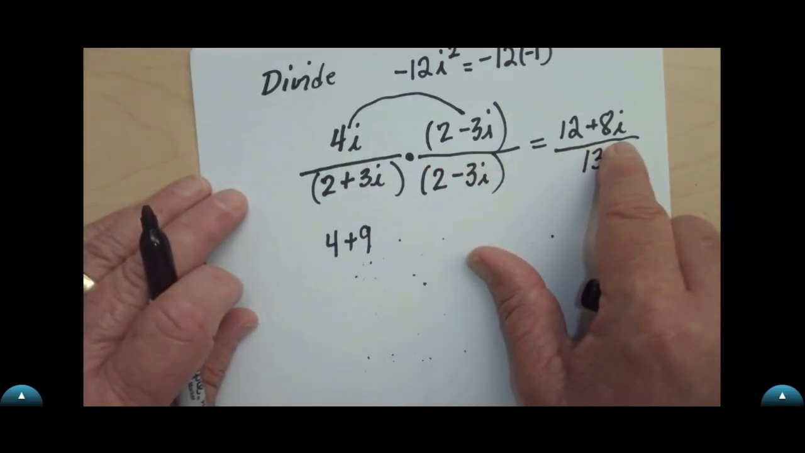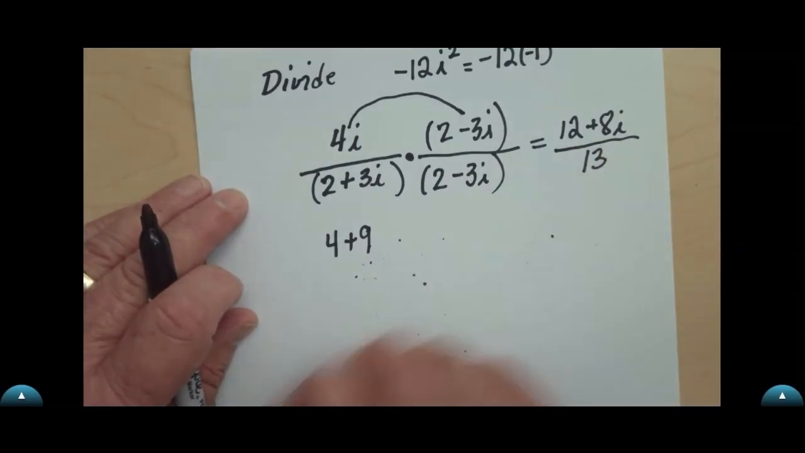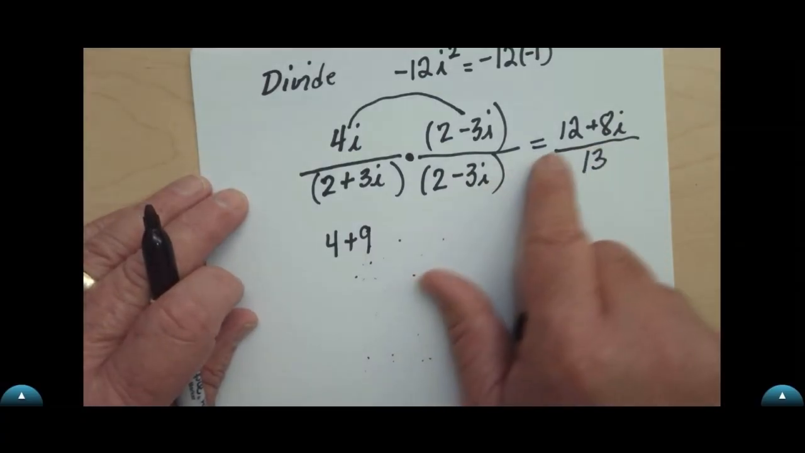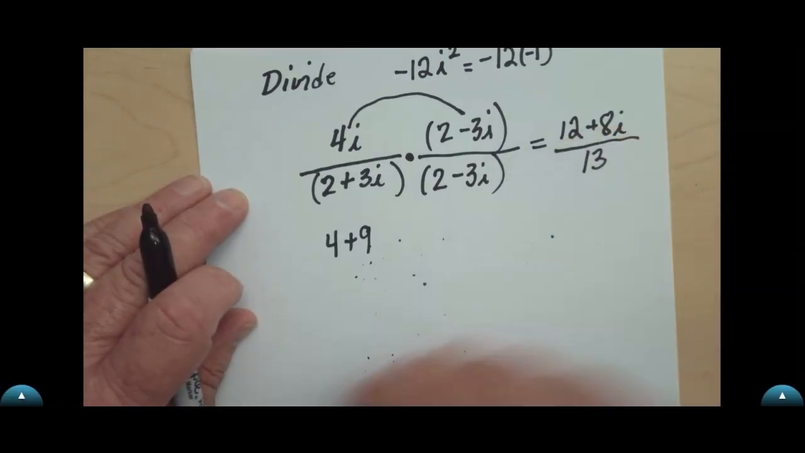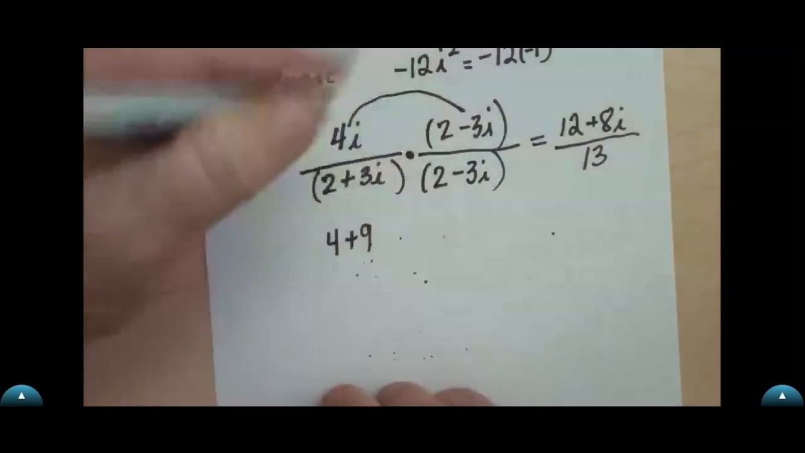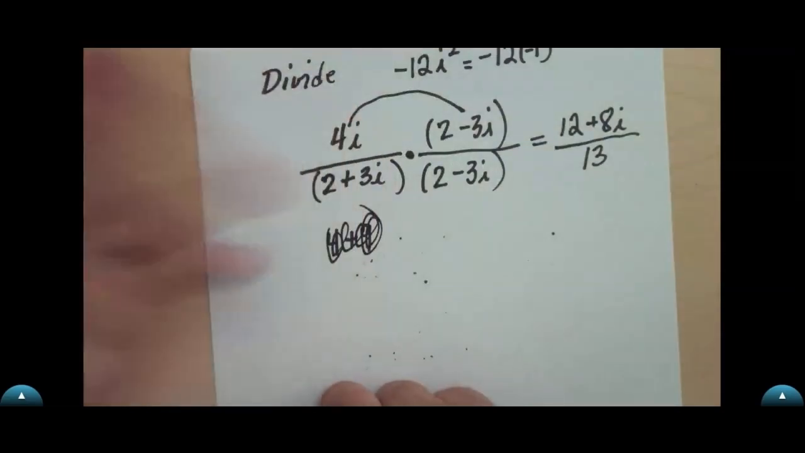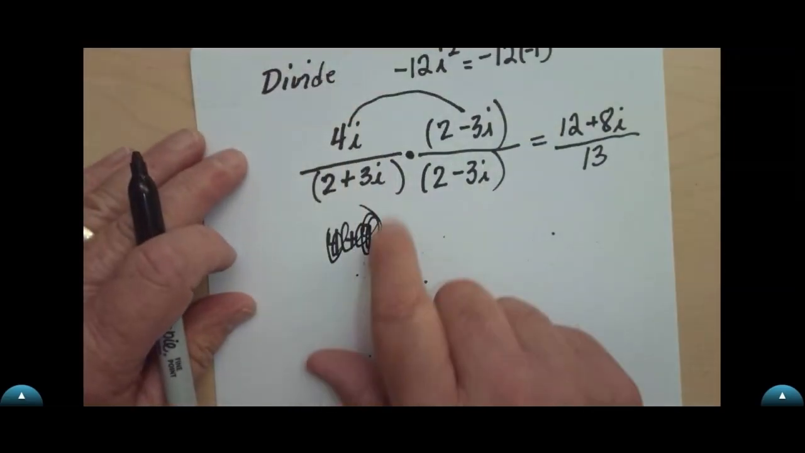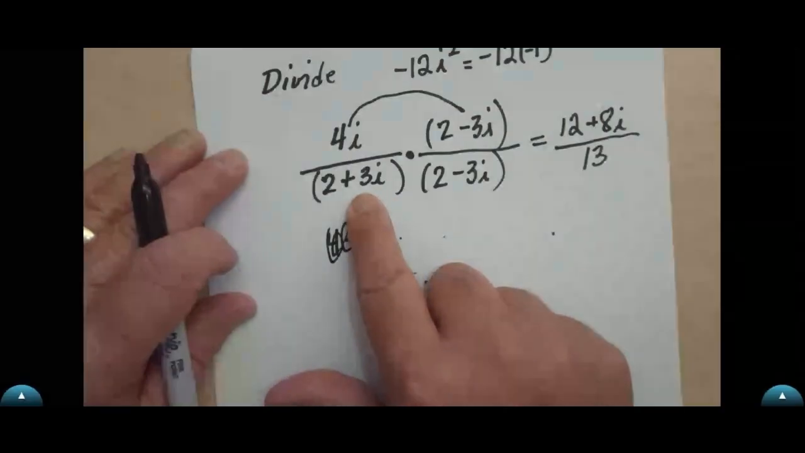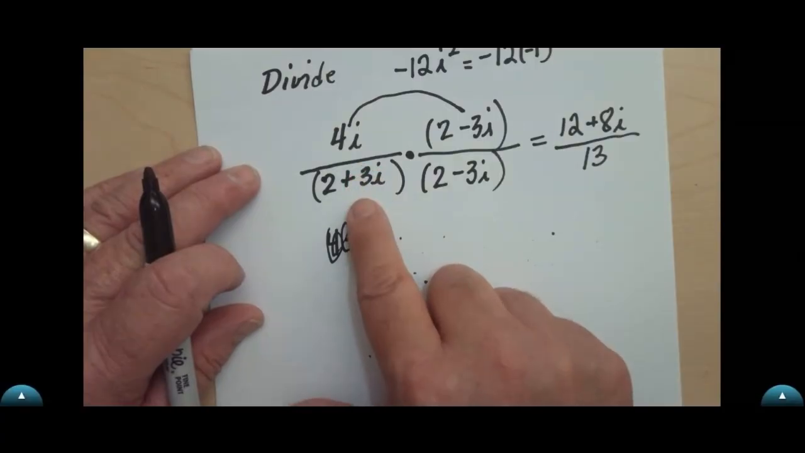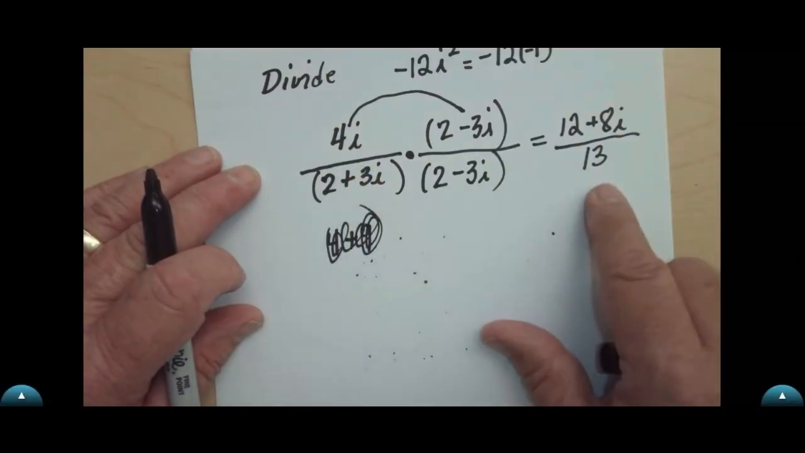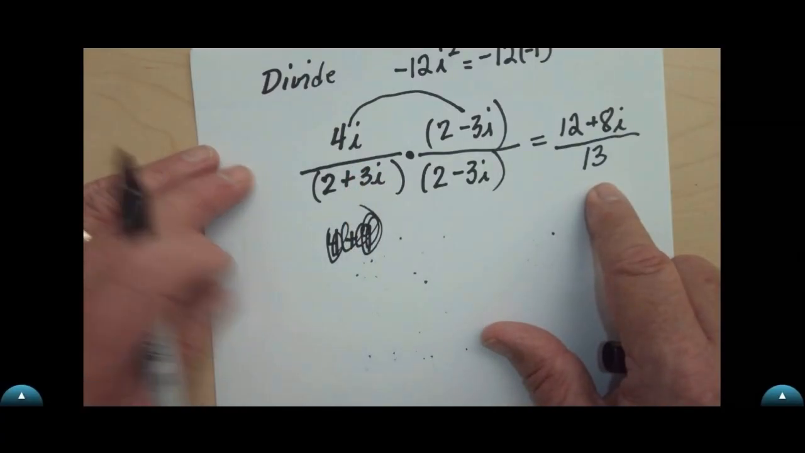This is 8i plus 12, but remember when we write a complex number, we normally write the real part of the number followed by the imaginary part. So once we do that, we're just about done. I mean, we've done what I said we needed to, which is we've written this 4i over 2 plus 3i in a way where we don't have an i in the denominator.